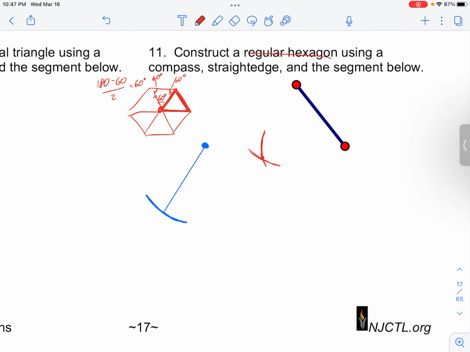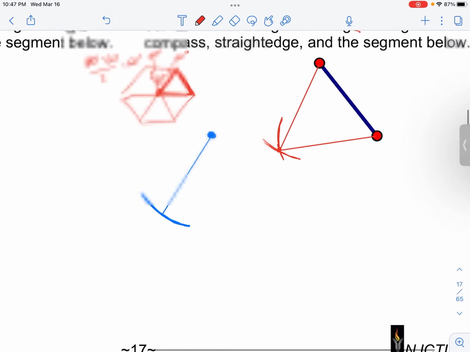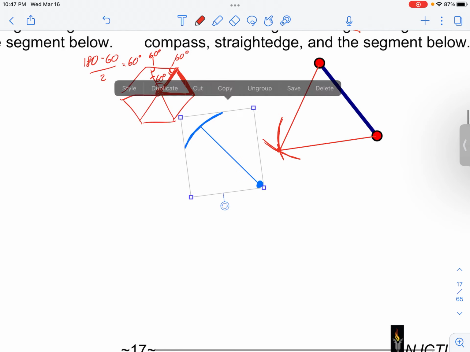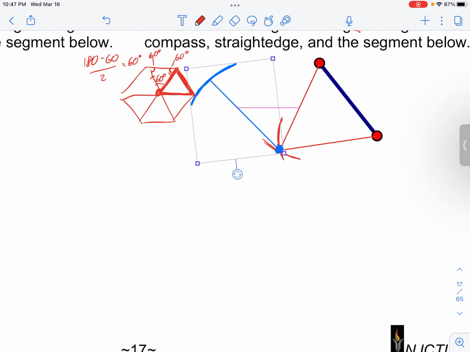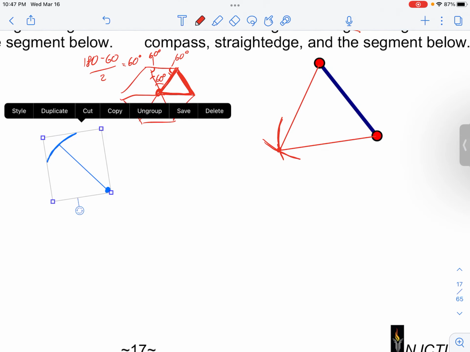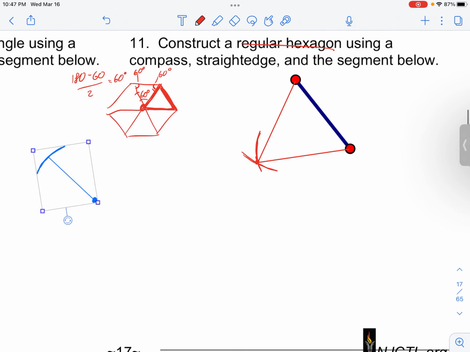So now we can draw a straight line from one of the endpoints to this point, and from this endpoint to this point. So that's one equilateral triangle. Now we can repeat the process over here. So from this point that we made, we can do the same process, but for the sake of time, I'll just go ahead and draw the rest in by freehand.